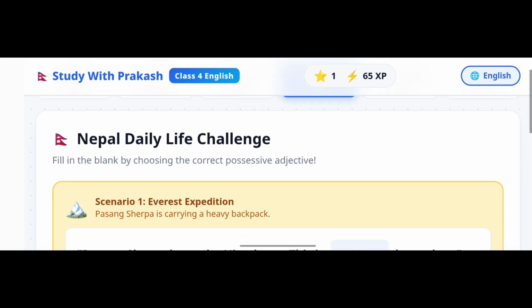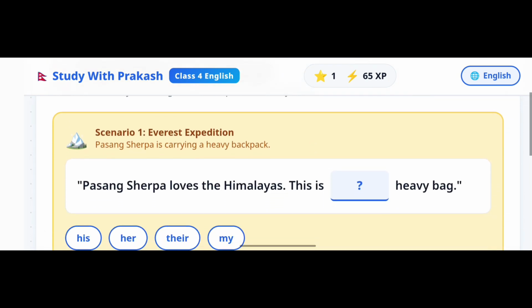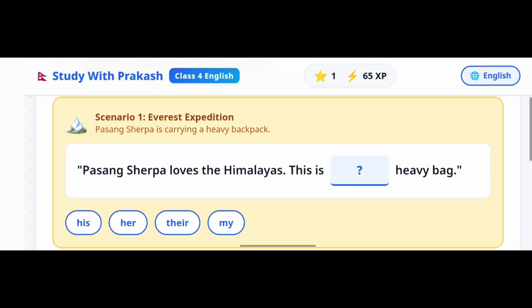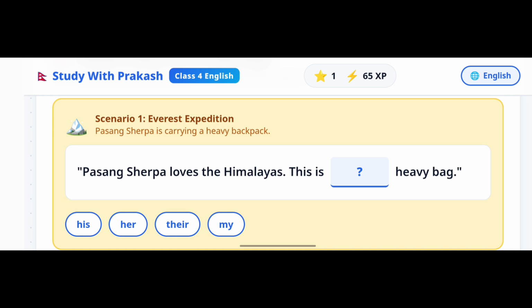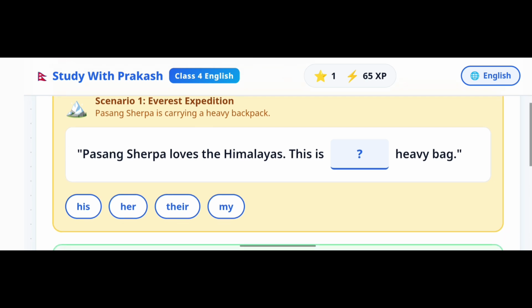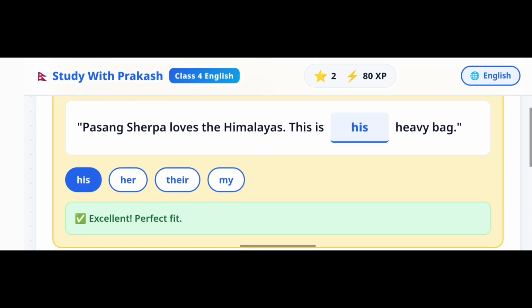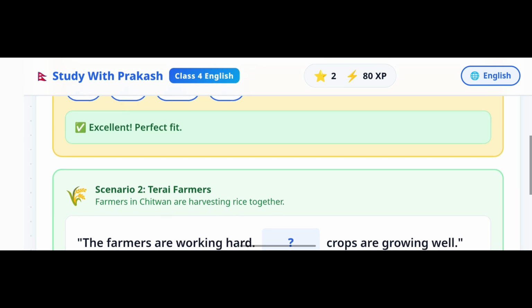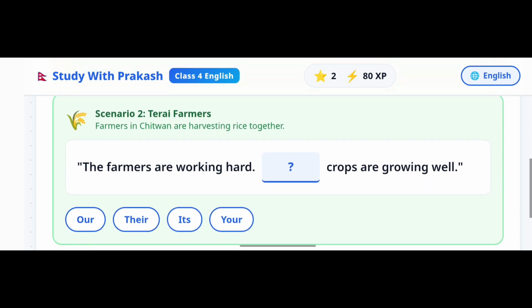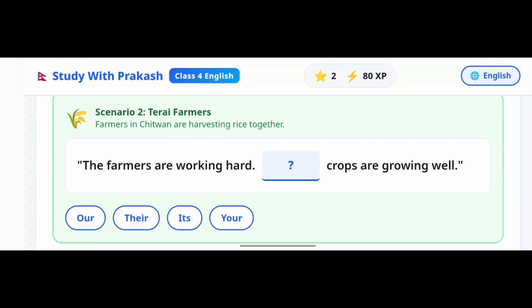Now, pause the video and choose the correct option. Pasang Sherpa is carrying a heavy backpack. Pasang Sherpa loves the Himalayas. This is, pause the video and guess the correct answer. This is his heavy bag. Very good.